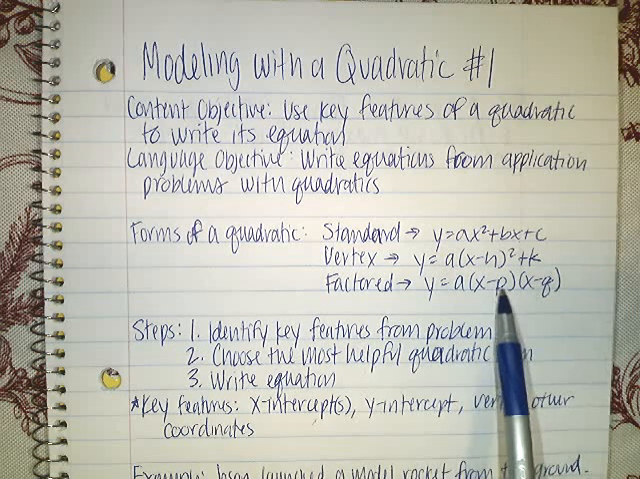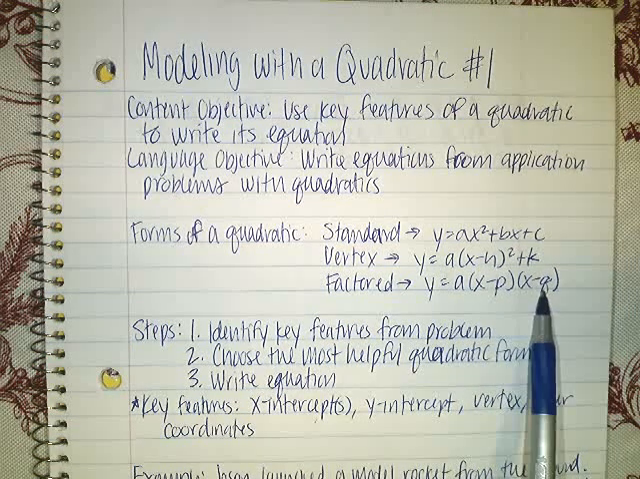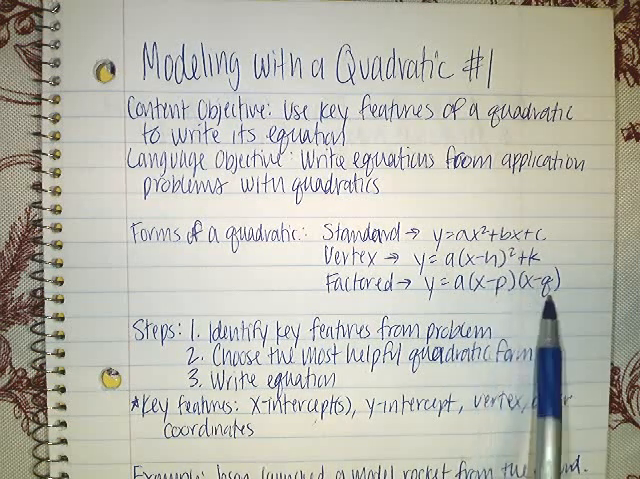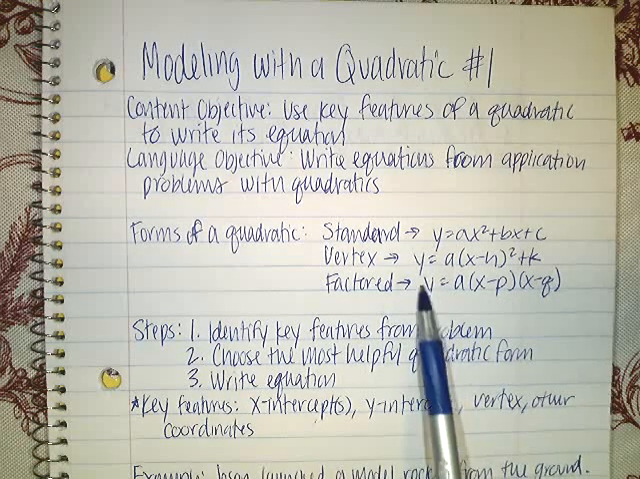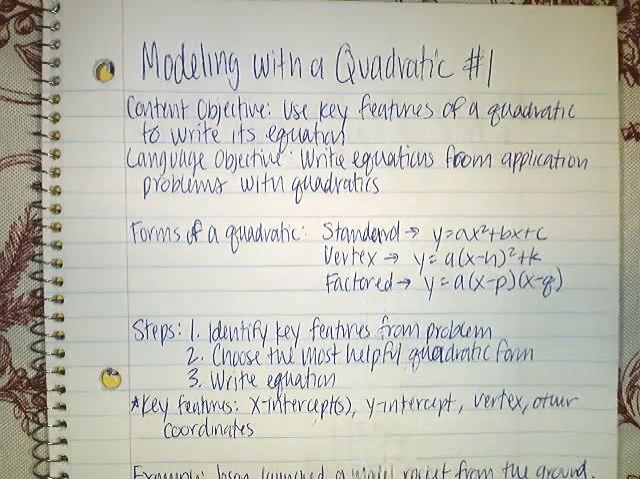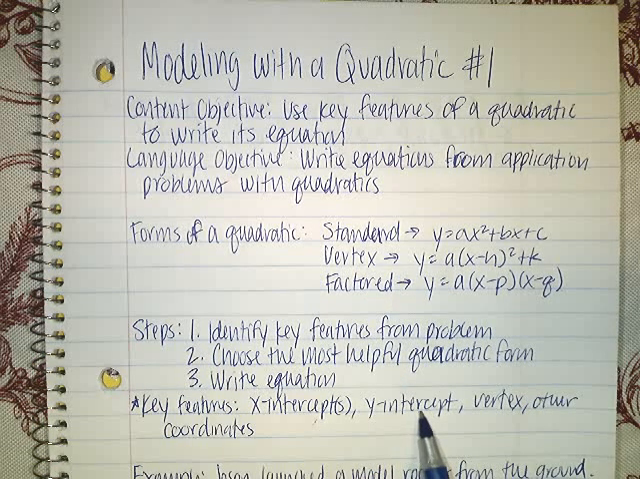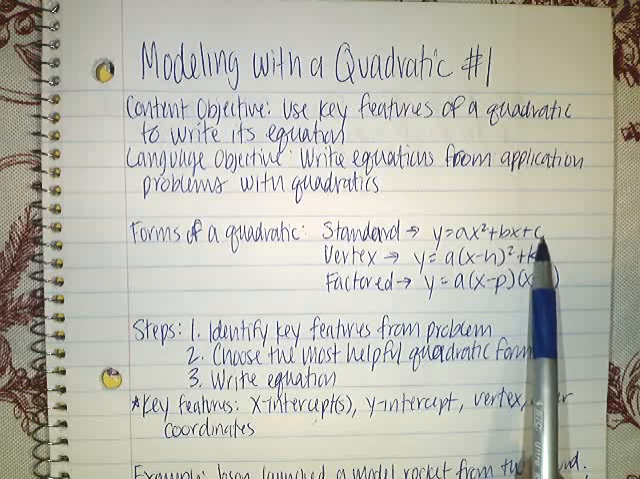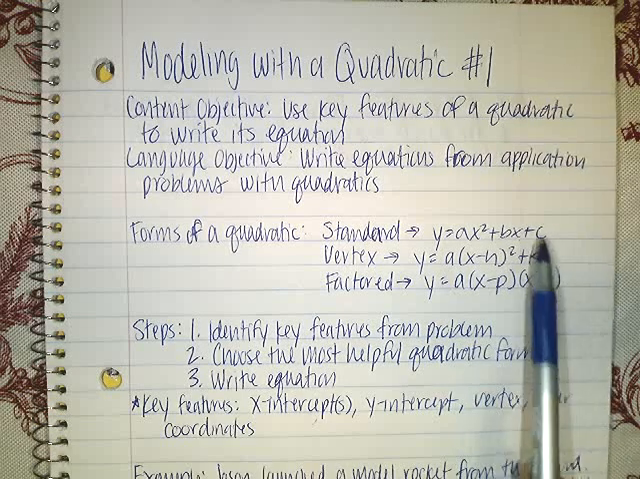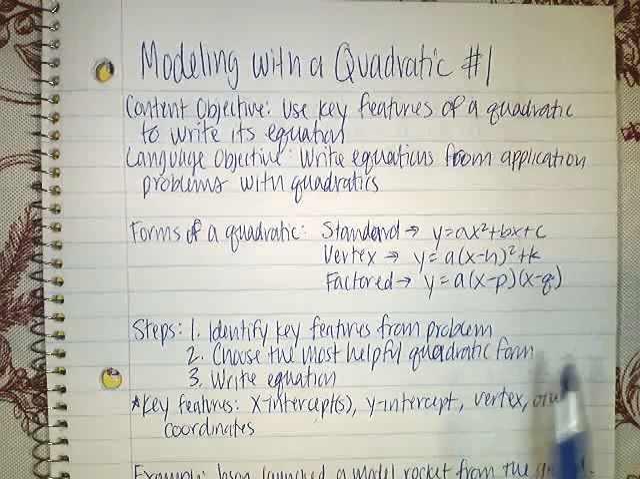So before I delve into our first example, the key features we should be paying attention to are the x-intercepts, because those will tell us our p and our q values. So if we know our x-intercepts, we know p and q. That would help us figure out if we're using factored form. Our y-intercept can be helpful because that tells us c. So y-intercept is our c value in standard form.